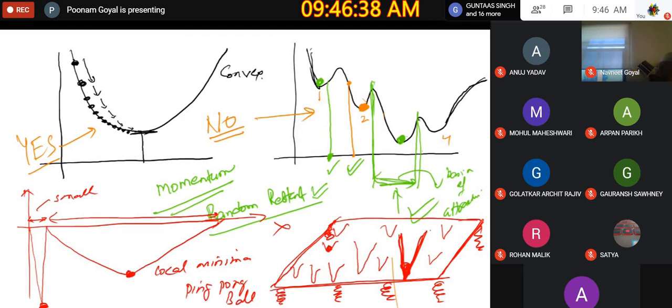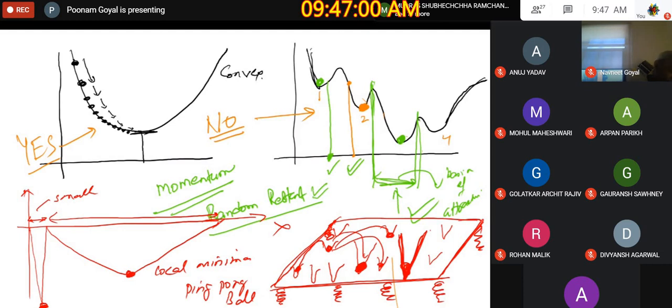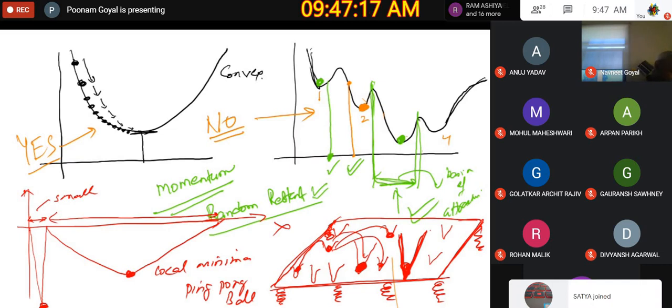It might come out of this valley and probably land up in this valley, right? Or for that matter, in any other valley, right? All right, depending upon how strong was your shake. All right, so this is what we do in case you get stuck in a local minima. And the other thing is that you would not even know that you are stuck in a local minima, right? So you have to try this.